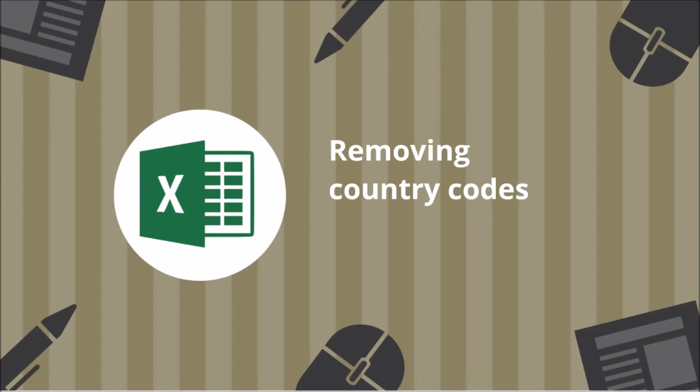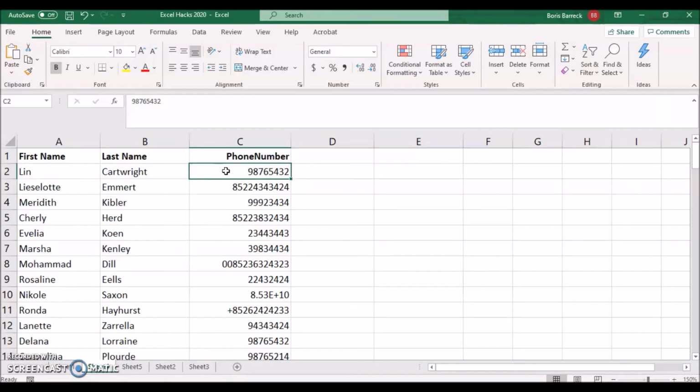Next, we want to remove the country codes 852 or 00852 or +852 from all phone numbers. Hong Kong phone numbers all have 8 digits. By knowing that, we basically just need to remove all numbers and characters in front of these 8, or in other words, only keep the last 8 digits of that cell.